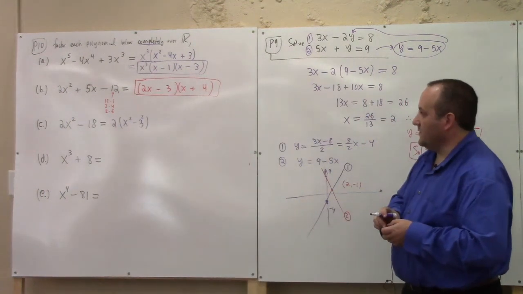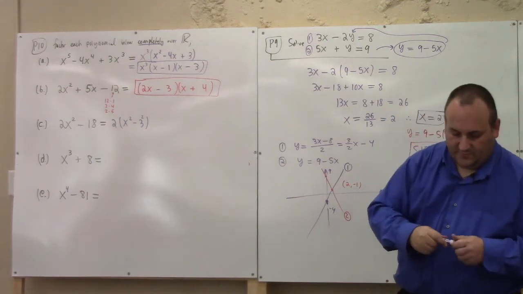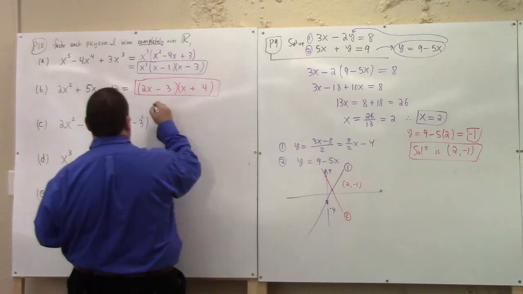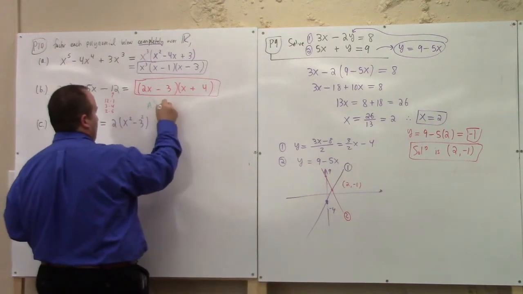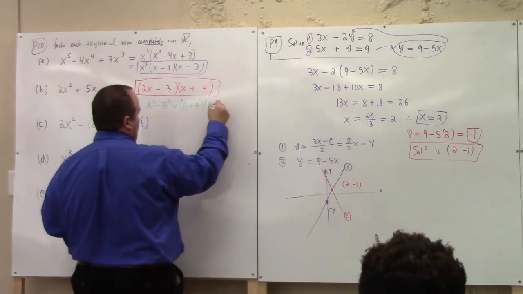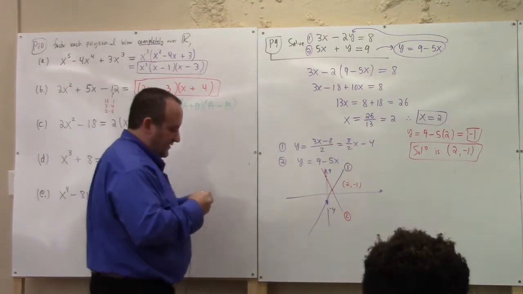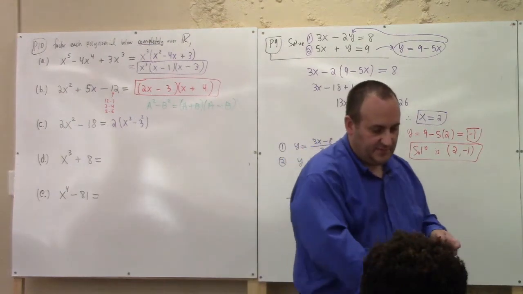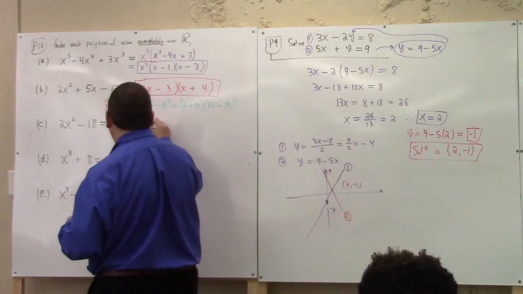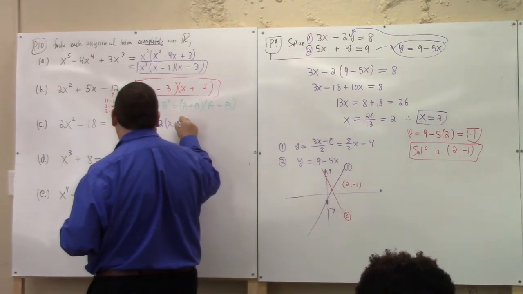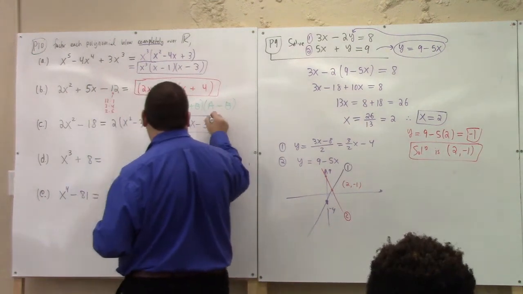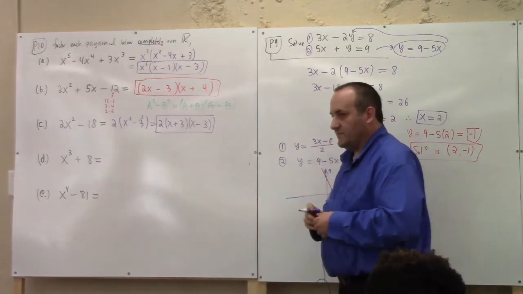Remember the difference of squares pattern? What was it? So if we have a squared minus b squared, we have a plus b times a minus b, right? So we can always fall back on this difference of squares formula. And so applying that here, I've got 2 times x plus 3 times x minus 3. So always look for difference of squares when you're factoring.